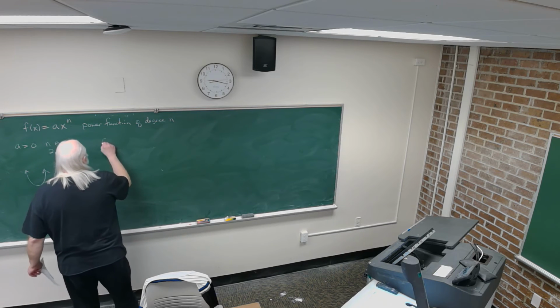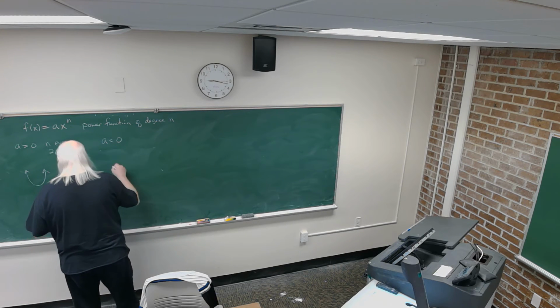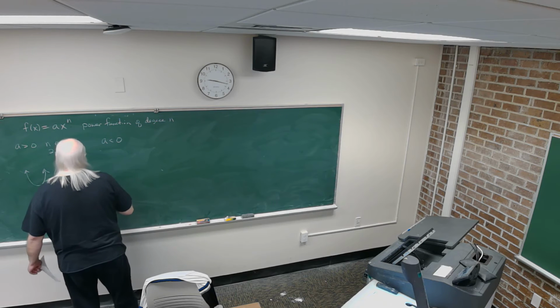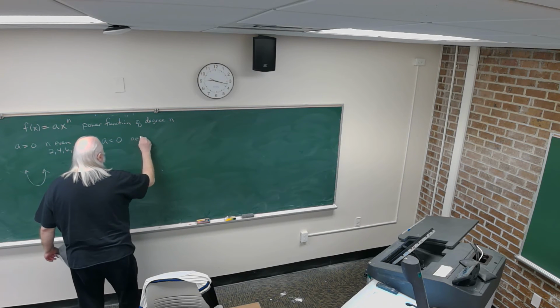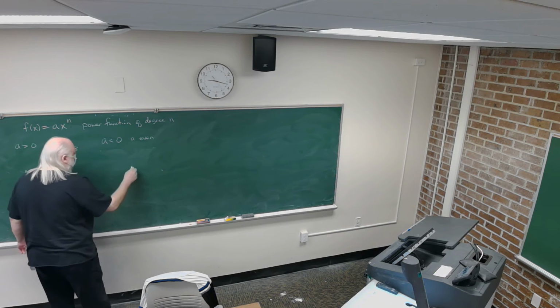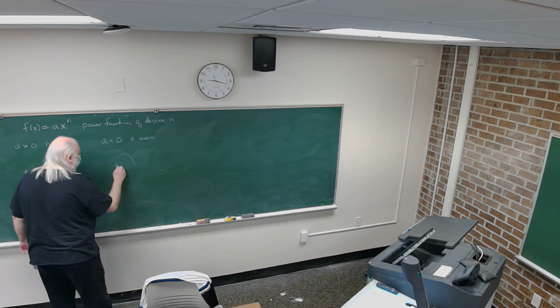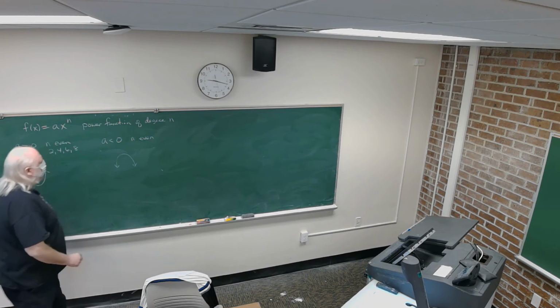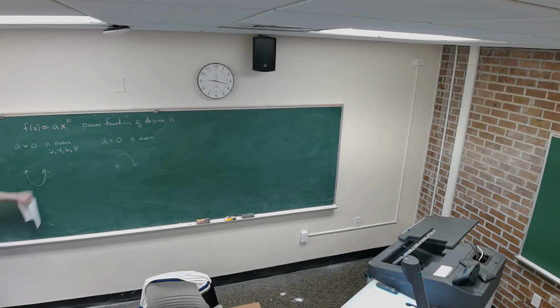If the coefficient a is negative and n is even, then the graph of the power function opens down. And if n is equal to 2, it's a parabola that opens down. If n is some other even integer, it looks like an upside down parabola, but it's not a parabola.